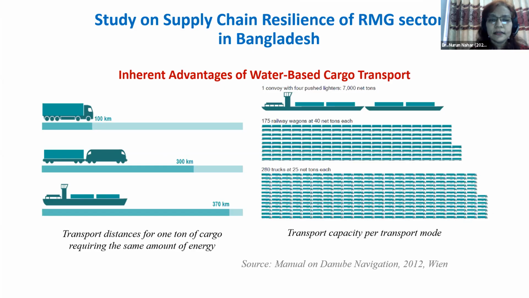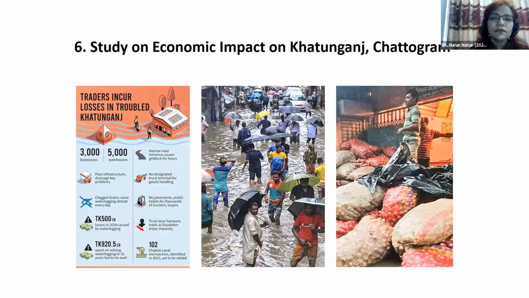But we have challenges also. That means we have to improve our river systems and the ports there and make some more investment, but it will make our supply chain faster and more protected from disasters such as floods or cyclones. So this is a very important publication. We hope we can share it with you very soon.